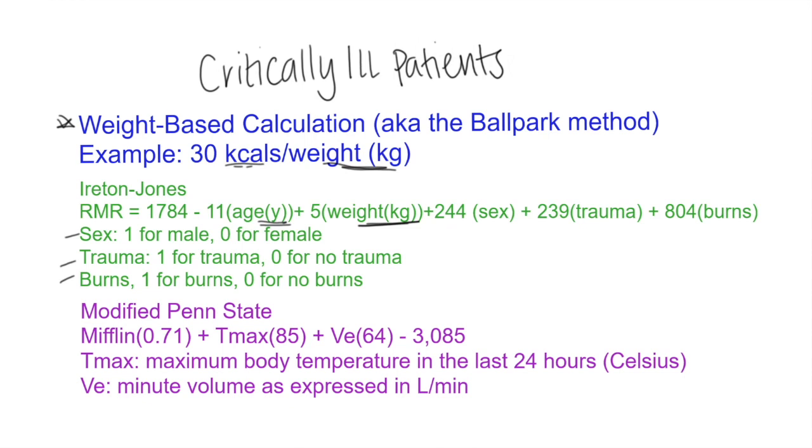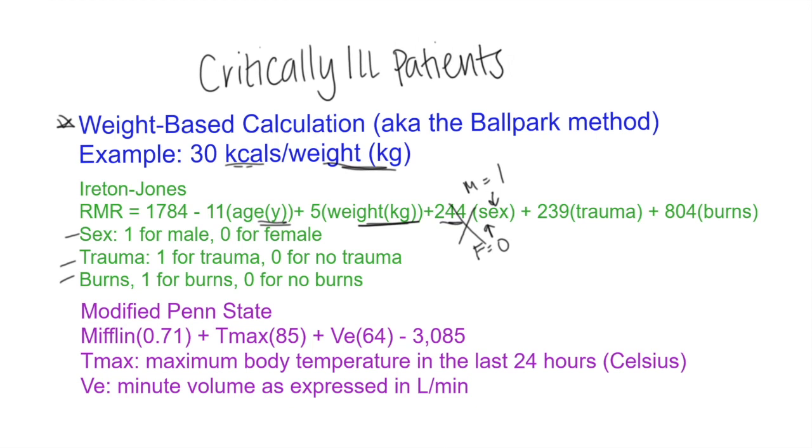in which there is either going to be a value of 1 or a value of 0, depending on whether or not the patient fits the specific qualification. So for sex, you'll see that if the patient is male you would put a 1 right here, and you'd multiply that by the 244. But if the patient was female, you would put a 0 here, and then 0 times 244 would equal 0, so then this wouldn't have any additional value.